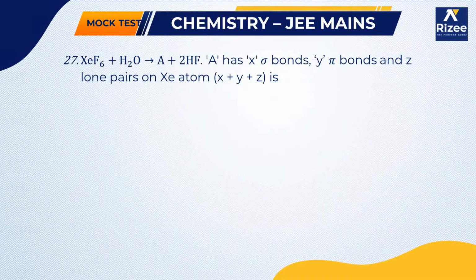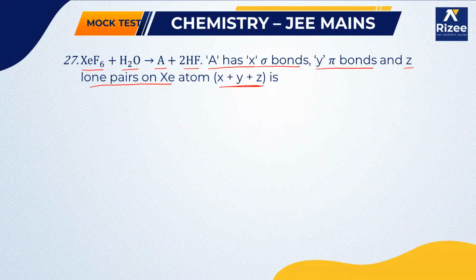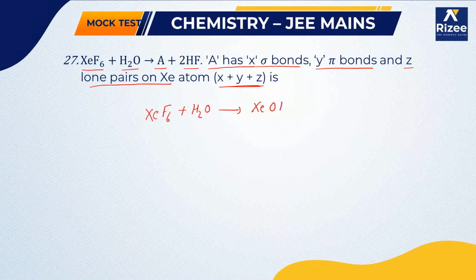Next question, what he has given? He has given a reaction XeF6 plus H2O gives rise to A plus 2HF. He is saying that A has X sigma bonds, Y pi bonds, and Z lone pairs on xenon. What is the value of X plus Y plus Z? First of all we have to complete the reaction. So XeF6, xenon hexafluoride, on hydrolysis gives XeOF4 plus 2HF.